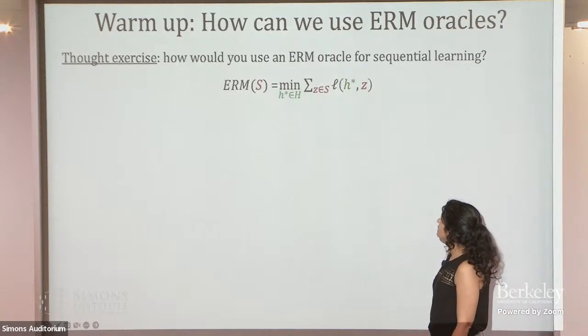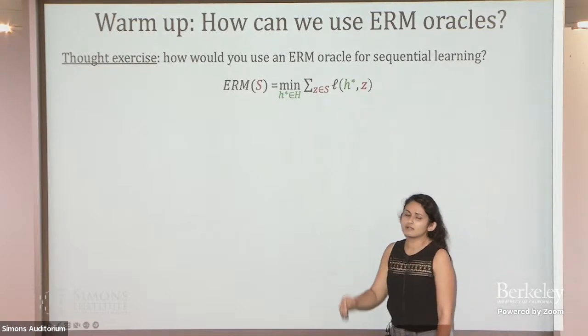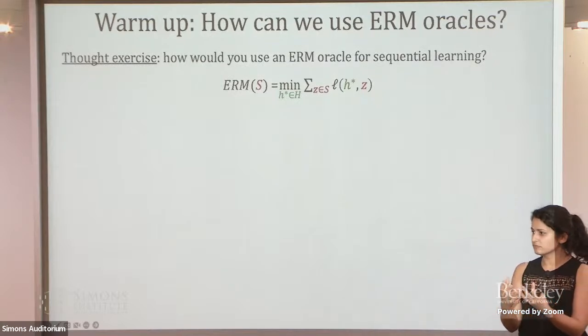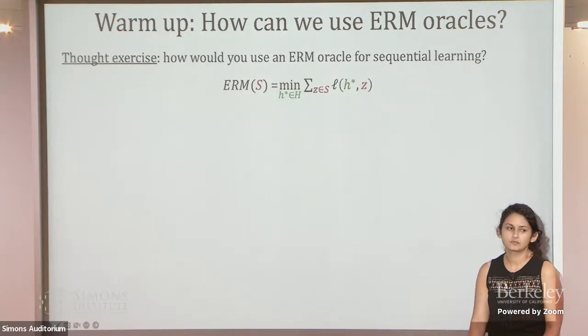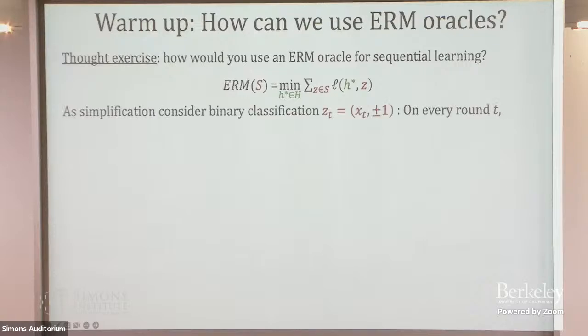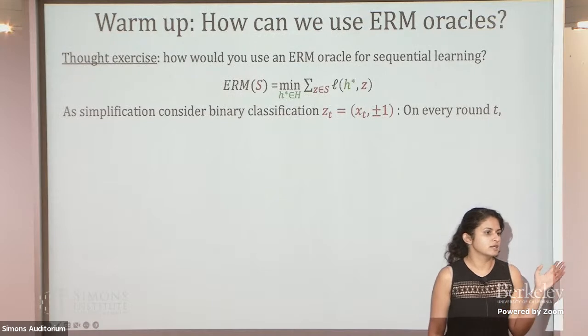And the instance Z itself is a feature vector and a label. The feature vector could be an image of a cat or dog or chair or table, and whether or not it was one of those things. So what you're going to do is think about a number of ways you might want to call an oracle. What is one way of calling an oracle per round?